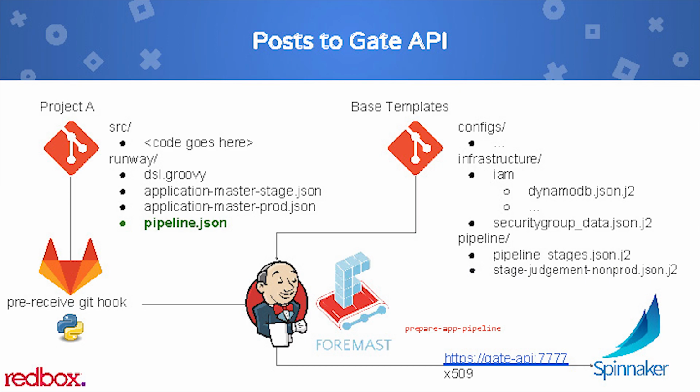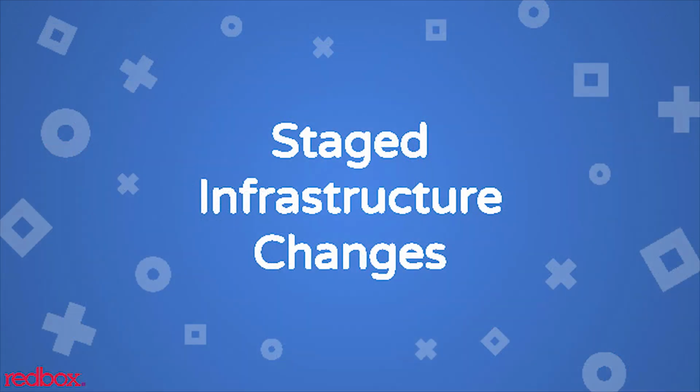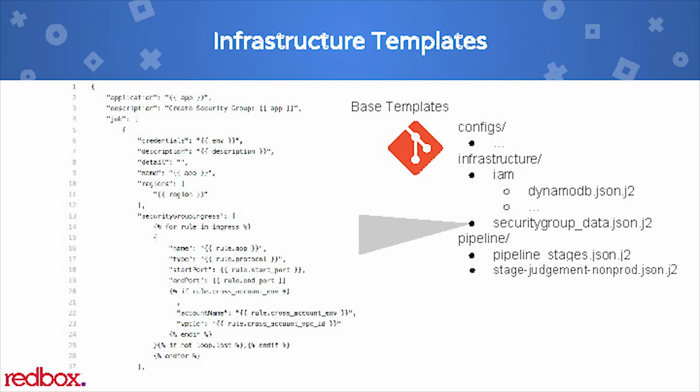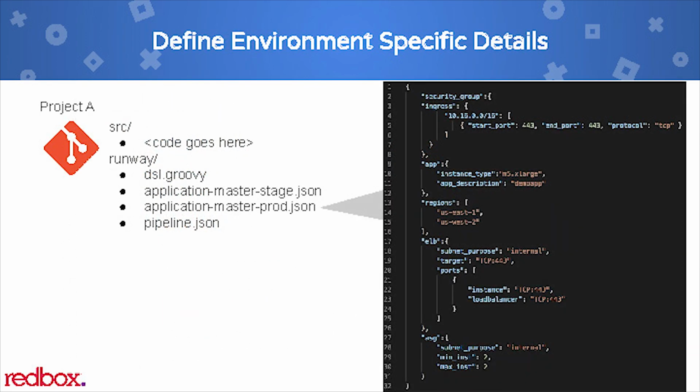So that's how you create your Spinnaker pipelines. But another great piece of Foremast is its staged infrastructure changes. If you look, there's another directory called infrastructure, and there's a bunch of other things in there, like IAM and security groups. If we look at the security group JSON file, it is literally just the JSON to create a security group. What ingresses do you want? What region do you want? What credentials should I use to make this change?